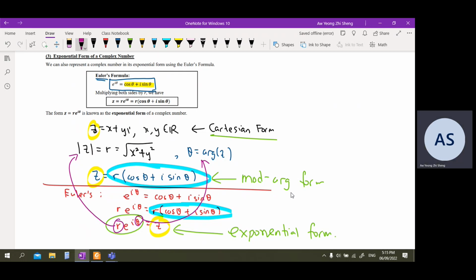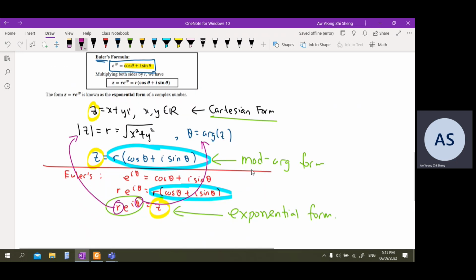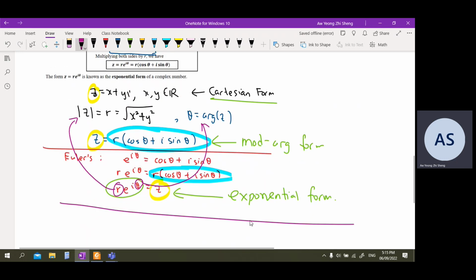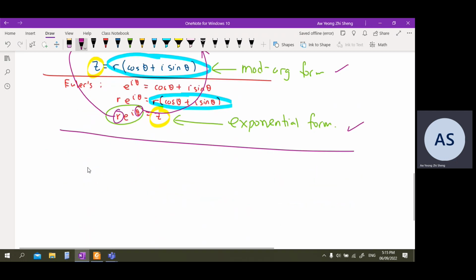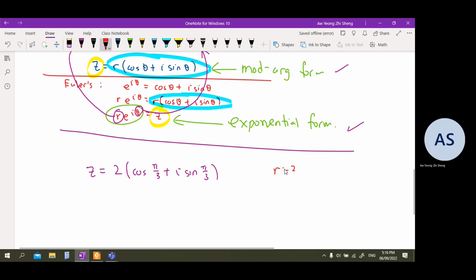So in other words, once you have the modulus argument form, we can easily convert it into exponential form with virtually no effort at all. Because you just have to write it in a different form. The information the two forms require are the same. For example, if you are told that z is 2 bracket cos pi over 3 plus i sin pi over 3, then you can easily read that your r is 2 and your theta is pi over 3.